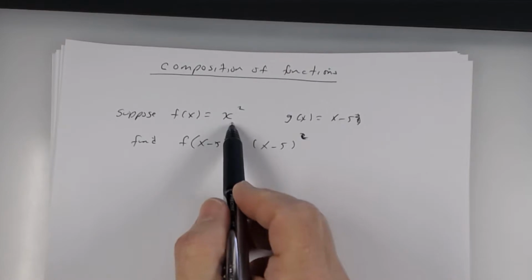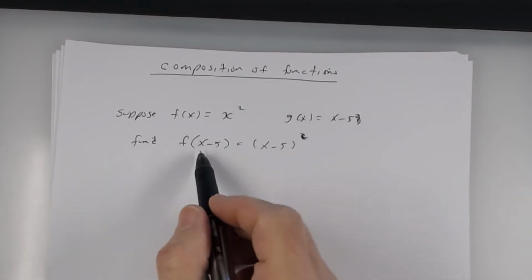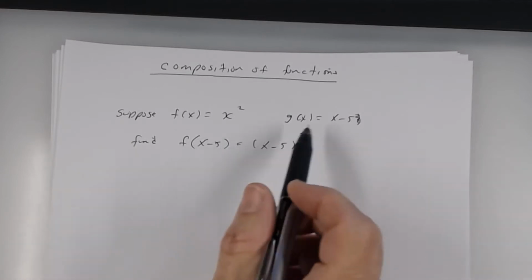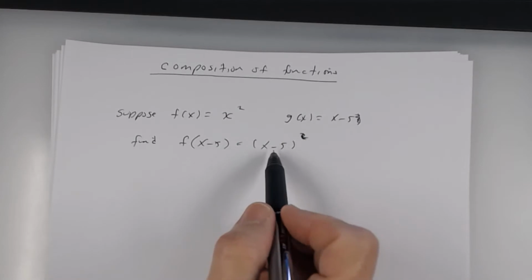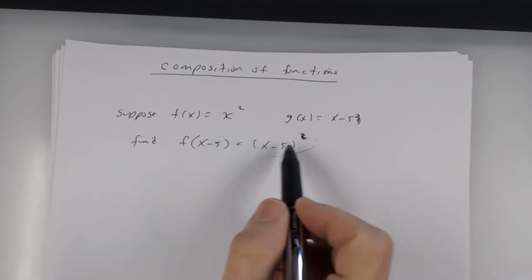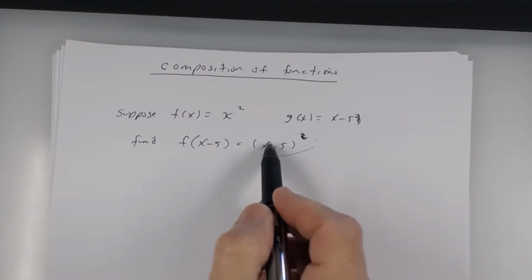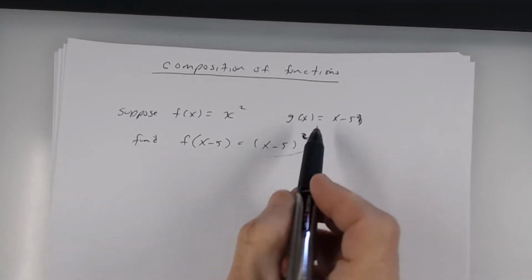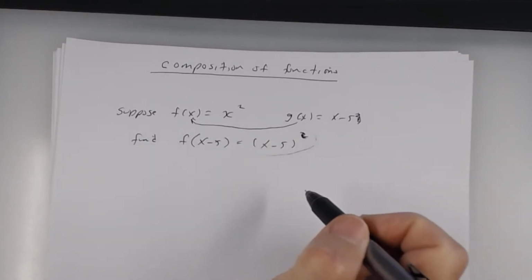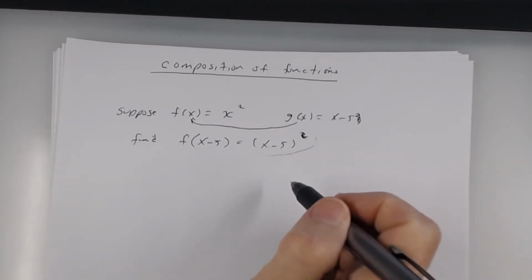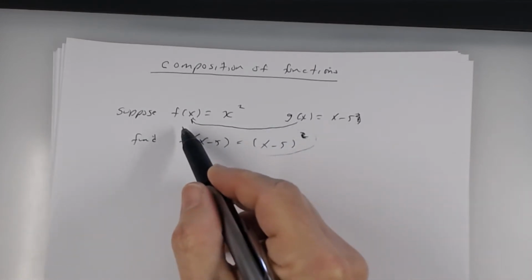So f of x is x squared, g of x is x minus 5, right? So when I asked you, I said, what function is x minus 5? That was g of x. So I want you to notice this. You see this right here? What I did was I took the function g of x, which is this right here, right? And I plugged g of x into f of x. That's what I did. So I took g of x, plugged it into f of x.